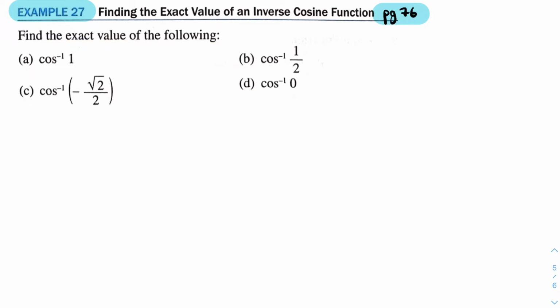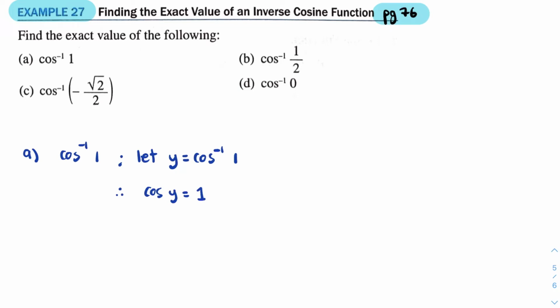So, part A. If you have cosine inverse 1, first thing first, let y equal cosine inverse 1. Then you change it into the form cosine y equals 1. You cannot get the answer straight away from cosine inverse, so you have to know your special angle values.